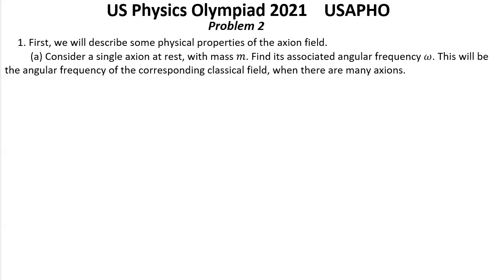Solution. The axion is a quantum particle and satisfies the de Broglie relation. Energy equal Planck constant multiplied by omega, and its energy comes from rest mass, so it is E equal mc squared. So from here we can find that omega equal mc squared over h. This is the answer for question A, part 1.